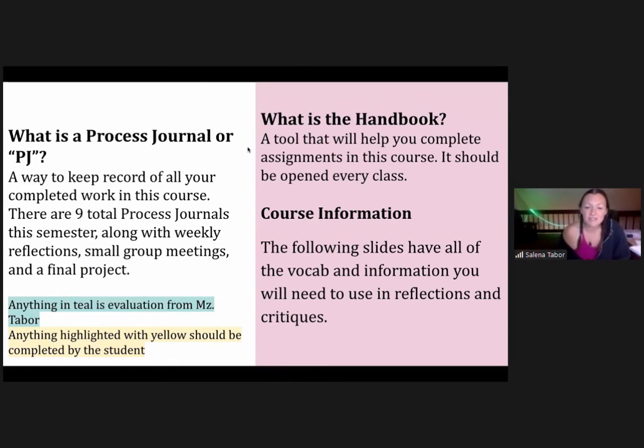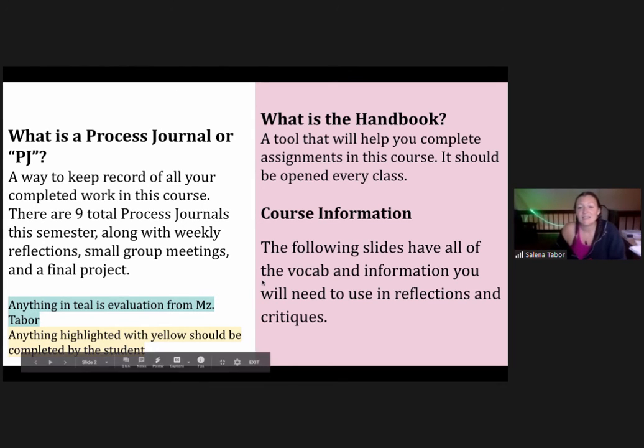So the process journal is all the assignments that you'll be completing through the semester. I have 9 planned for us in addition to a final project. You'll also have small group meetings. Anything in teal in the process journal is for my evaluation, and anything yellow should be completed by you. The handbook, which is what we're looking at now, is a tool to help you complete assignments in this course, and it should be open every day. So you're going to go to that and open it and use this as needed.